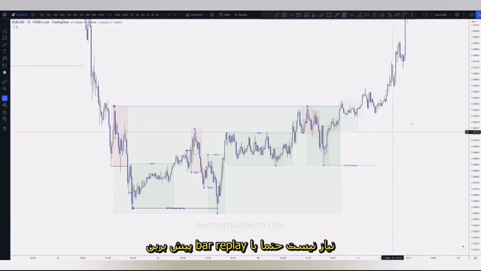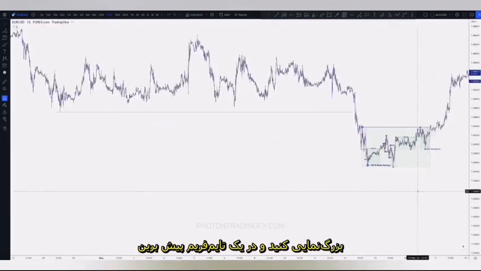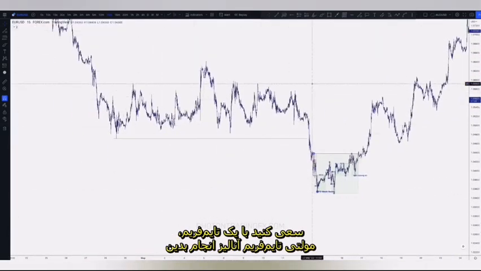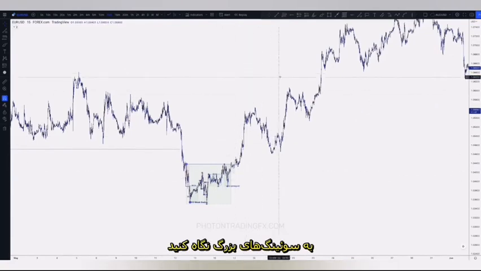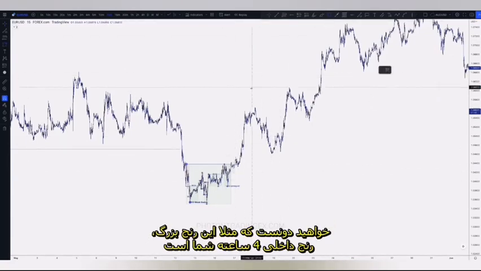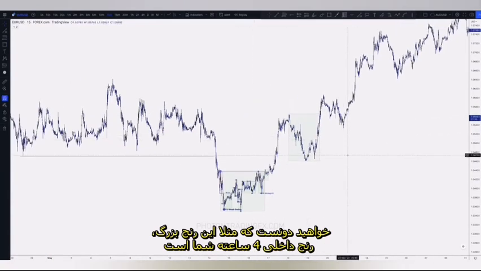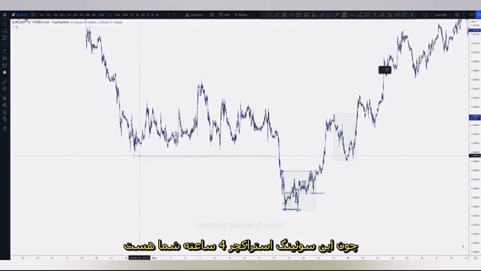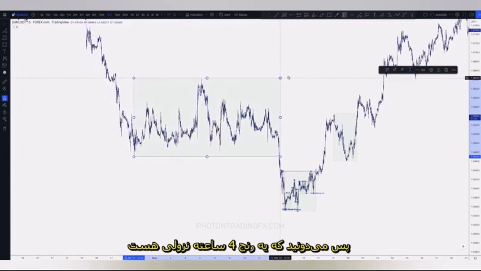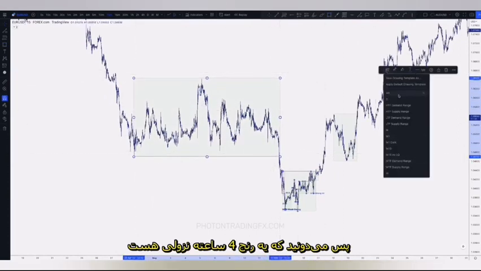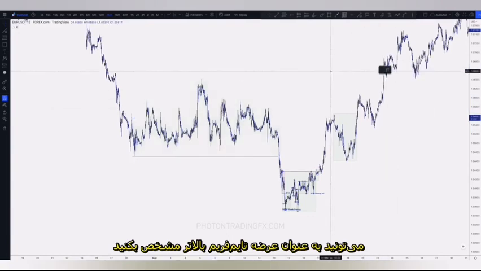You don't need to do bar replay, literally just zoom out and practice on one time frame, just trying to do multi-time frame analysis with just one time frame, looking at the bigger swings, right? Knowing that this whole range here is going to be what? That's going to be your 4-hour internal range, because this here is your 4-hour swing structure. So you know that that's the 4-hour bearish range. So you can put on your high time frame supply.